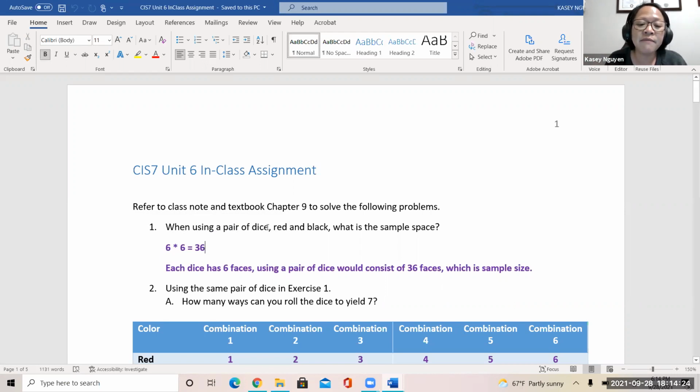So since we have a pair of dice, like we talked about before, there are 6 numbers in the dice, 1 through 6. So we would take the first dice, which is 6. Since we have a pair, we would then multiply it by another 6 for the second dice, which gives us the sample space of 36. So here my explanation is that each dice has 6 faces. Using a pair of dice would consist of 36 faces, which is the sample space.